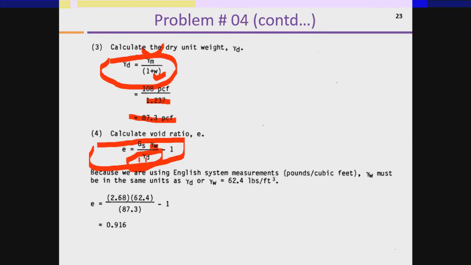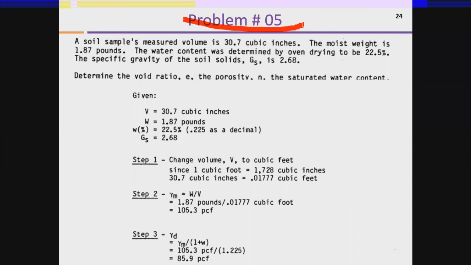Now I have the value of gamma D, GS, and gamma W. The void ratio is GS gamma W divided by gamma D, minus 1. Feeding all the data into this equation, I have found the value of the void ratio equal to 0.916. So that was numerical number 5.